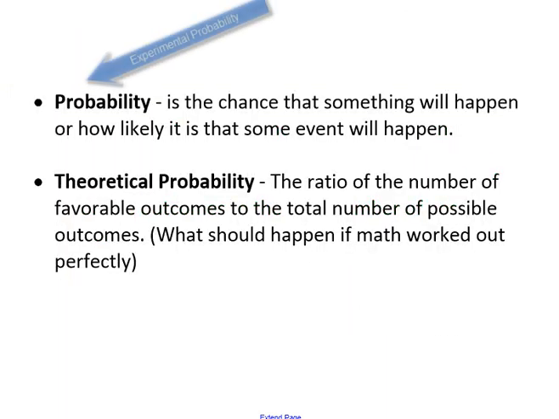There's two types of probabilities we'll work on. The first kind of probability is the chance that something will happen or how likely it is that some event will happen. Theoretical probability is the ratio of the number of favorable outcomes to the total number of possible outcomes. In general, probability is what you get from actually trying to do it. Theoretical probability is kind of the probability of the thing without actually doing the thing. So I could make a probability of flipping a coin and seeing how many times I get heads, but the theoretical probability of getting heads is still only 1 out of 2.